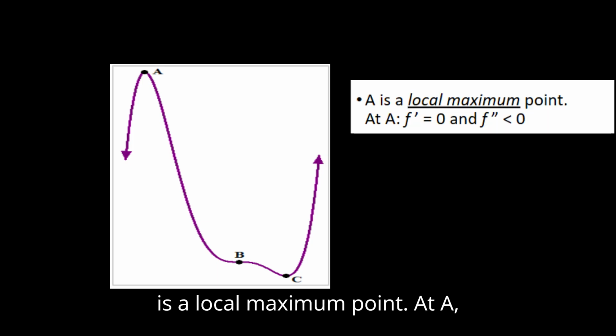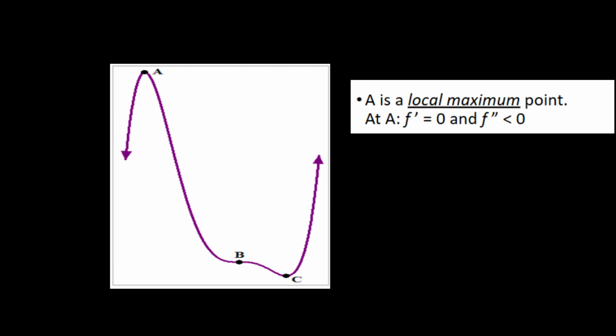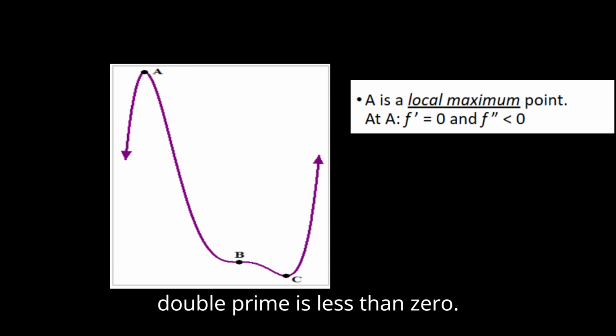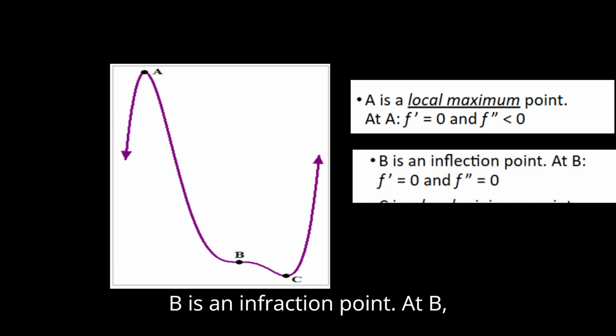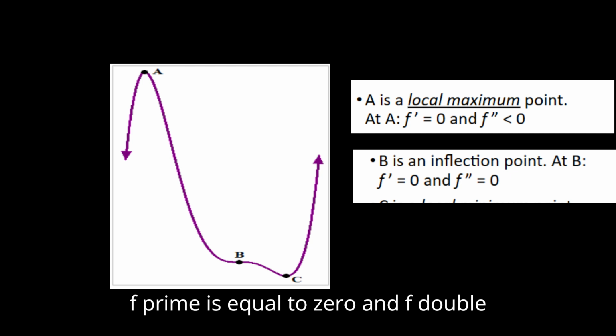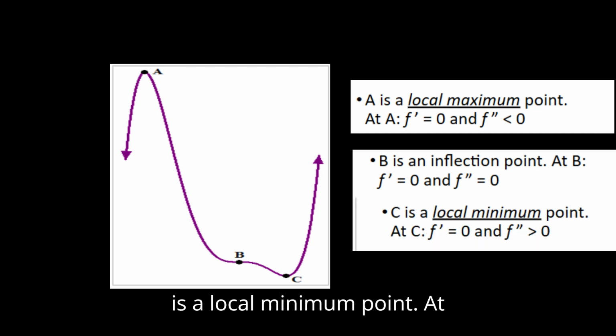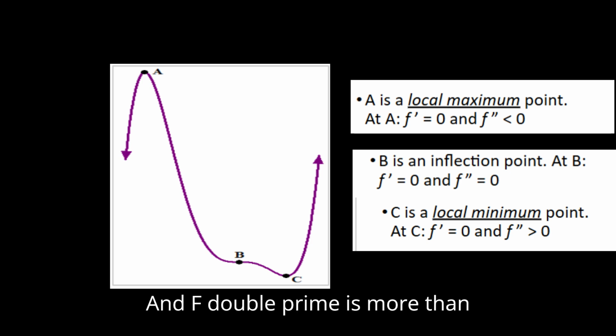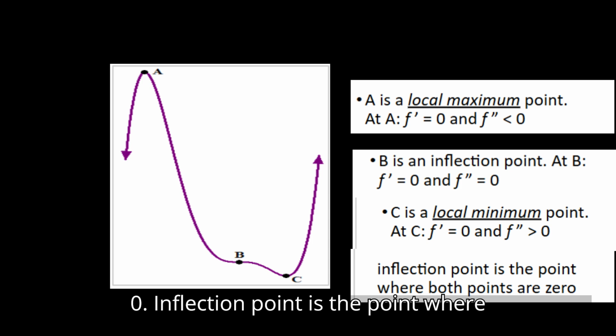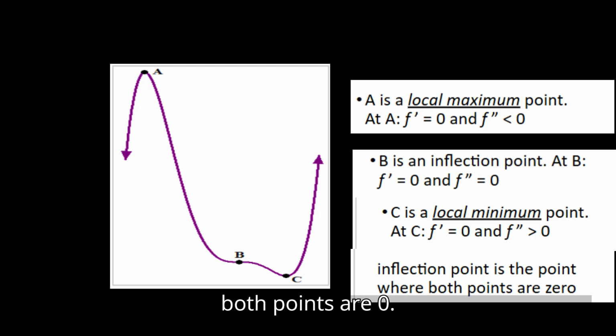A is a local maximum point. At A, f prime equals 0, and f double prime is less than 0. B is an inflection point. At B, f prime equals 0 and f double prime also equals 0. C is a local minimum point. At C, f prime equals 0 and f double prime is more than 0. An inflection point is the point where both are 0.